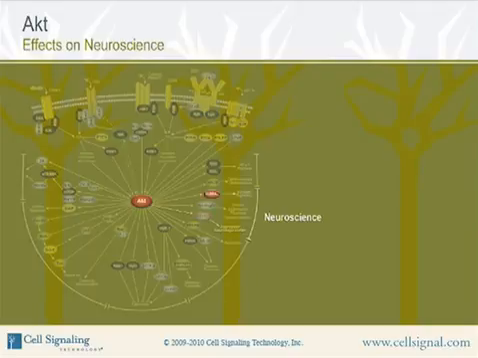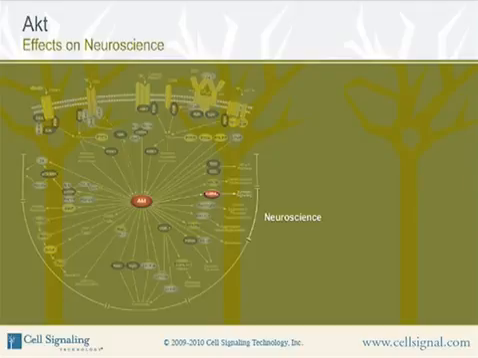GABA A receptor. The A-type gamma-aminobutyric acid receptor is a ligand-gated chloride ion channel that mediates fast synaptic inhibitory transmission. Phosphorylation of this receptor by AKT increases the number of receptors present on the cell's surface, thereby increasing synaptic transmission.